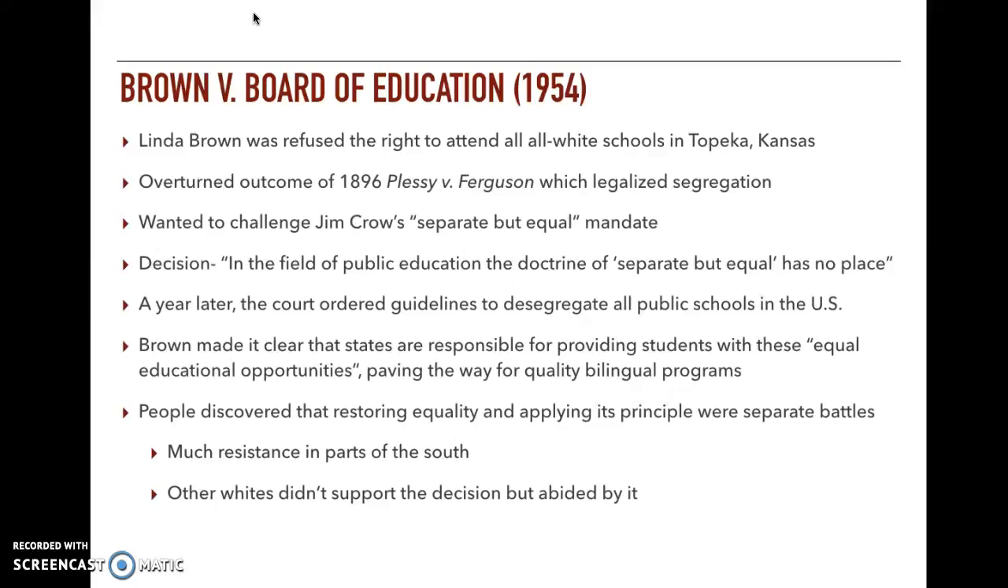In the Brown v. Board of Education case, the Supreme Court ruled that in the field of public education, the doctrine of separate but equal has no place. A year later, the court ordered steps to be taken in order to desegregate all public schools in the United States. Brown made it very clear that the states are in charge of providing students with these equal education opportunities. This ruling paved the way for quality bilingual programs.